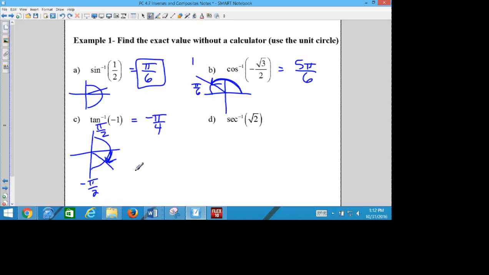And secant. I don't have secant memorized. I do have cosine memorized. So what I normally do is I just change this to cosine and then reciprocate that value. These two things are equal to each other. So where is cosine square root of 2 over 2? 45 degrees. So it's pi over 4. Okay?